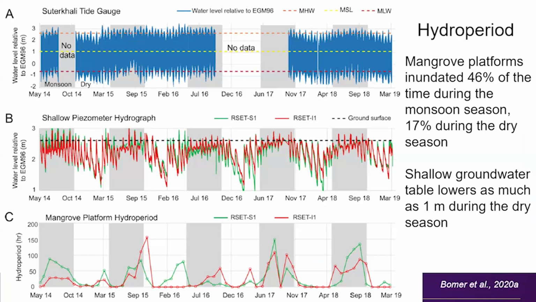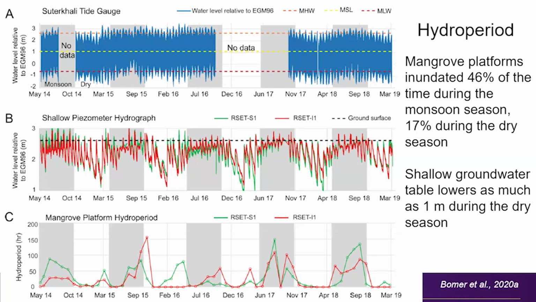The piezometers really help us understand what's not only happening at the surface, but also in the subsurface. So again, I'm sorry for the busy plot here to the left, but the bottom one is showing us when our mangrove platform is being inundated and for how long. So these are calculations of the hydroperiod in terms of hours. The shaded regions are when it's the monsoon season. So certainly during the monsoon season, the mangrove forest is inundated for a much longer period of time. So 46% of the time, whereas during the dry season, it's only about 17% of the time.